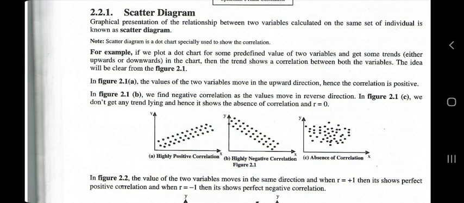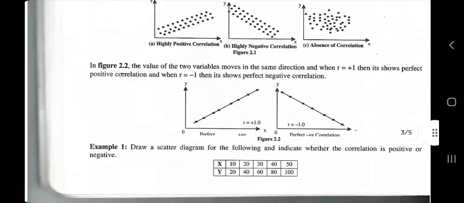And in the C graph, absence of correlation, because we cannot locate or draw a locus. We cannot join all the points with the same line. So we are not getting a proper locus, and we cannot determine whether the data is increasing or decreasing. So here there is the absence of correlation.